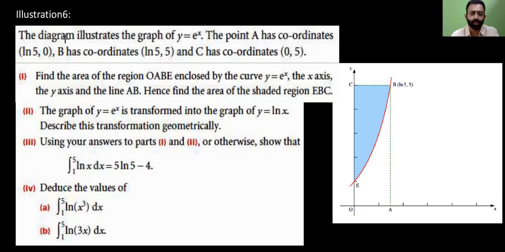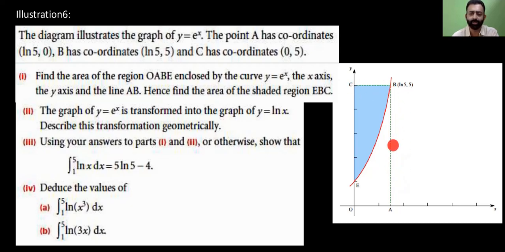Now, this graph is given to us. The diagram illustrates the graph of y is equal to e raised to power x. The point A has coordinates ln 5 comma 0. This is our point A. Its coordinates are ln 5, so this length is ln 5 and the y coordinate has to be 0 on the x-axis. B has the coordinates ln 5 comma 5 and C has coordinates 0 comma 5.